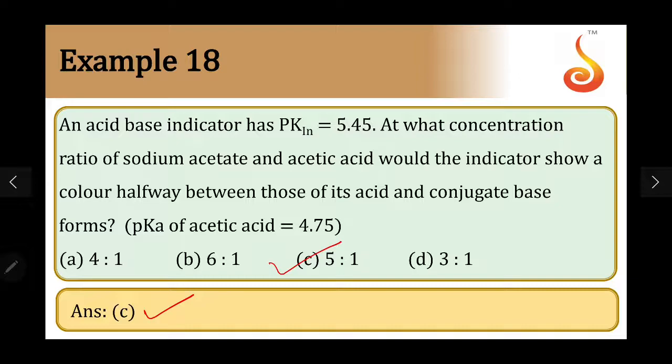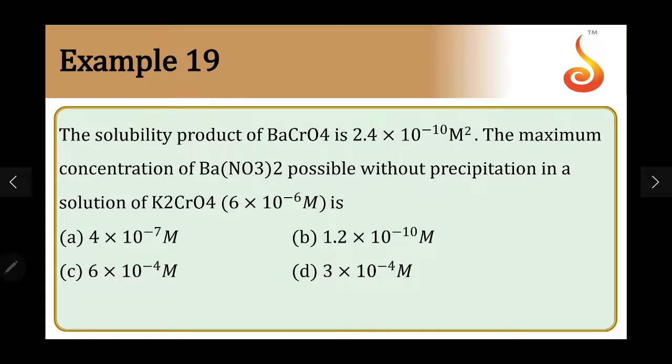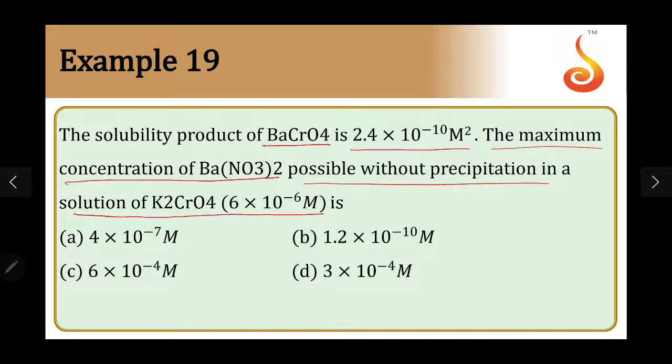Question number 19. The solubility product of barium chromate, BaCrO4, is 2.4 × 10^-10 M². What is the maximum concentration of barium nitrate possible without causing precipitation from this particular potassium chromate solution? So we'll go to the solution.